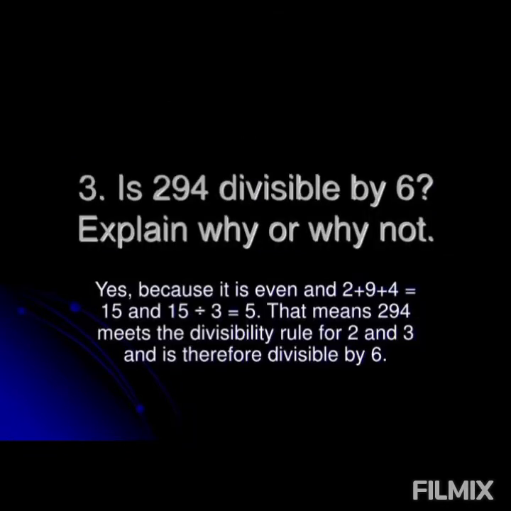Let us consider another example. Is 294 divisible by 6? So we will first check that the last digit is 4. It means the number is divisible by 2. Now we will check that the sum of the digits is also divisible by 3. So 2 plus 9 plus 4 is 15. Now 15 divided by 3 gives you 5. It means that this number is divisible by 3. This number is divisible by 2 also. It means the given number, that is 294, is also divisible by 6.